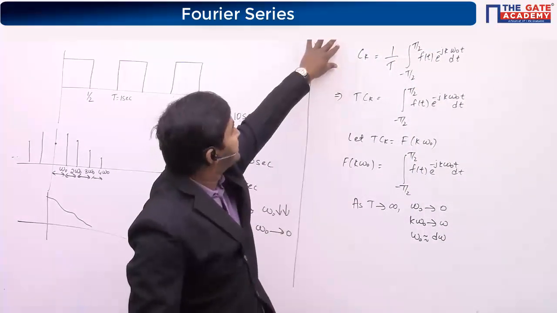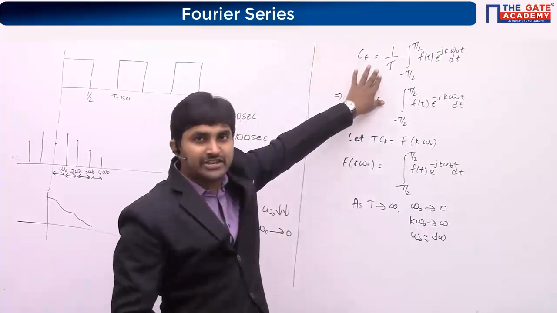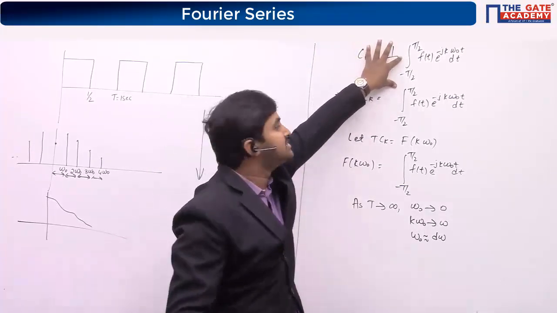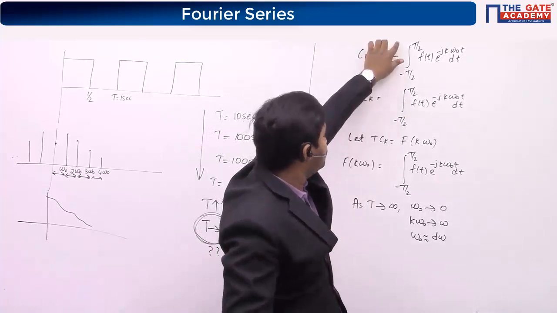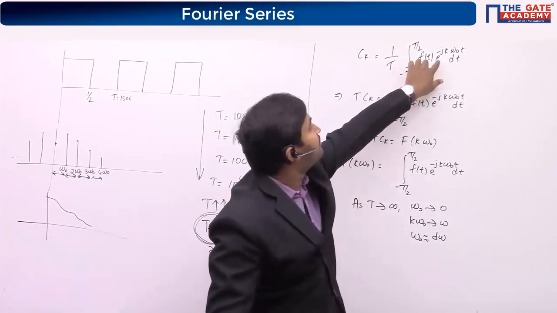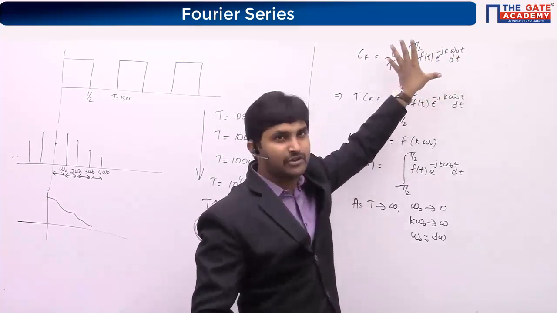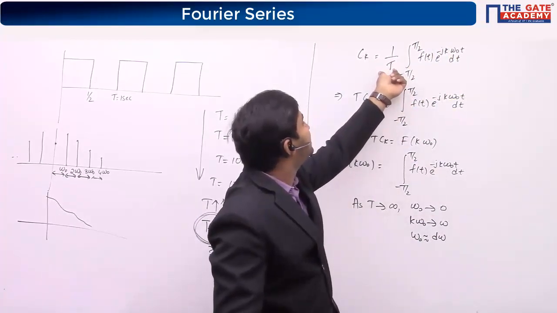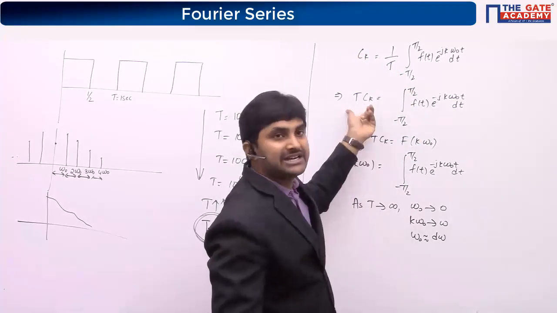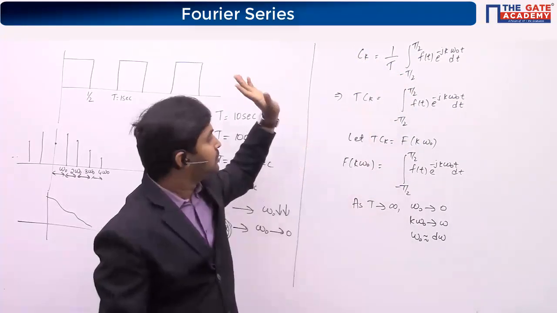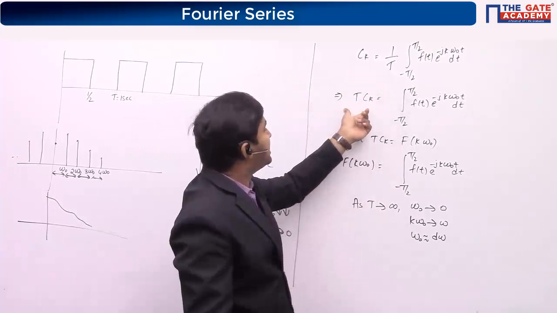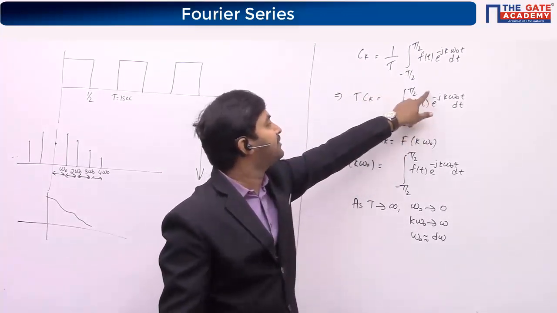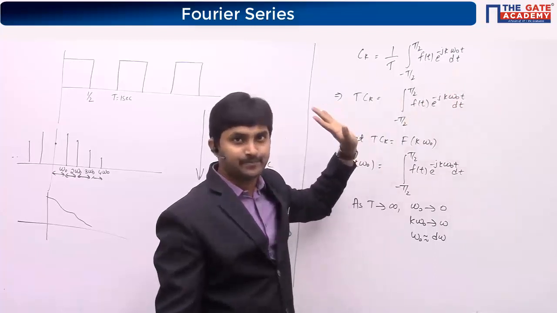So here, we already know the formula of Ck. Ck is 1 by T, integral over the time period. Here the time period I have considered is minus T by 2 to T by 2, f of t e power minus jk omega naught t dt. This is the formula that you already know. In the first step I am going to take the T to the other side. Now it becomes T multiplied by Ck, which is equal to the integral from minus T by 2 to T by 2 of f of t e power minus jk omega naught t dt.